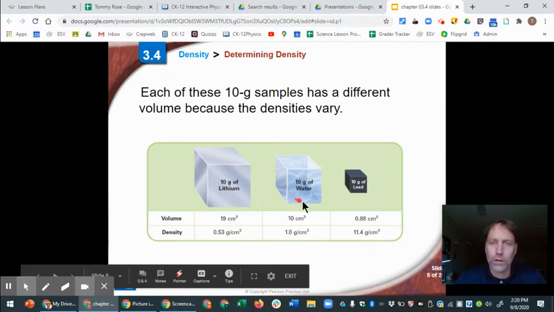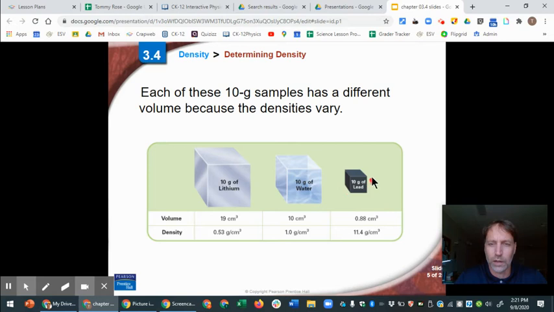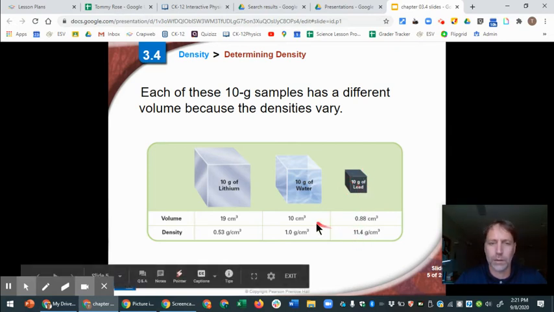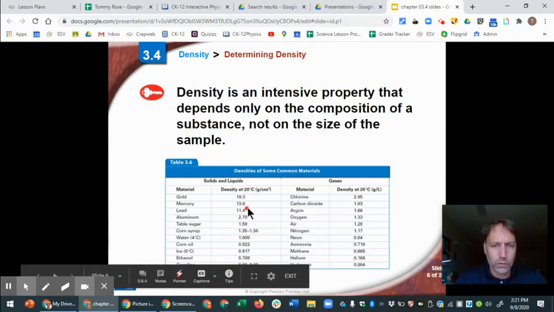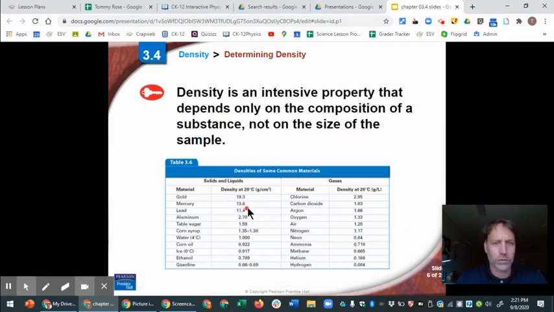Same thing with water, 10 grams of water. If I have 10 grams of water, the density will be 1.0 grams per centimeter cubed. And then lead. Lead is a very dense object. It has more mass in a smaller volume, so it is very dense compared to water and lithium. Okay, so these are some various densities which you might experience, you might see around.